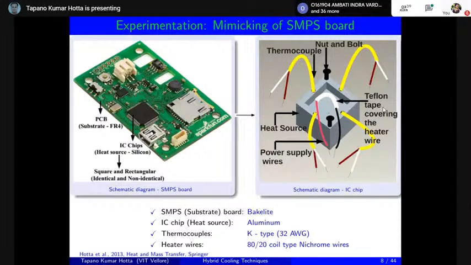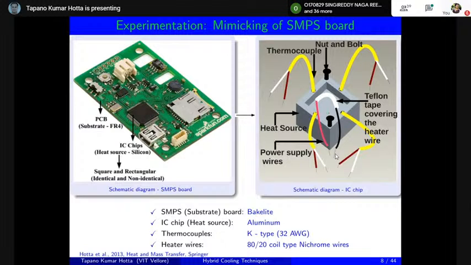So some Teflon tape you need to wrap across this heating wire, so that there should be proper electric flow to these chips. Now these are my heater wires. They have to be directly connected to a DC power source. So now the aluminum chip, this can be treated as a heat source.